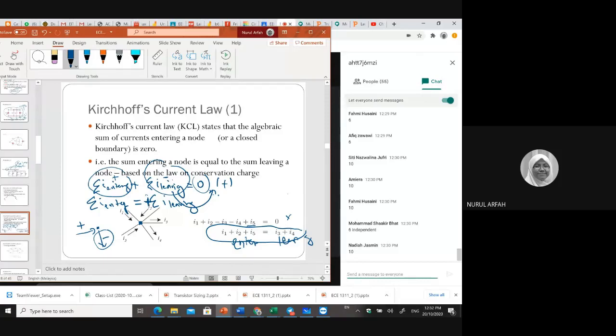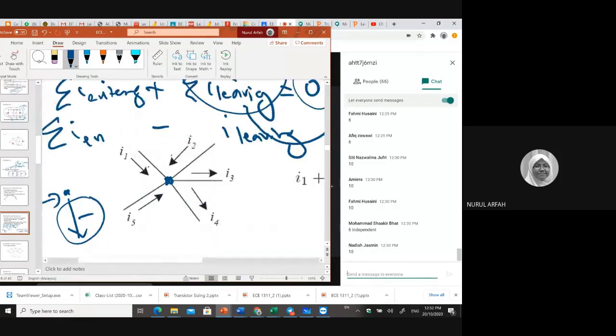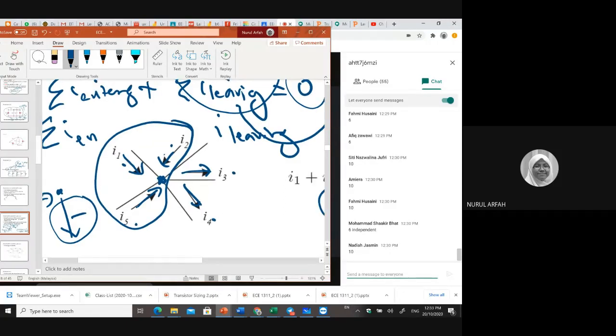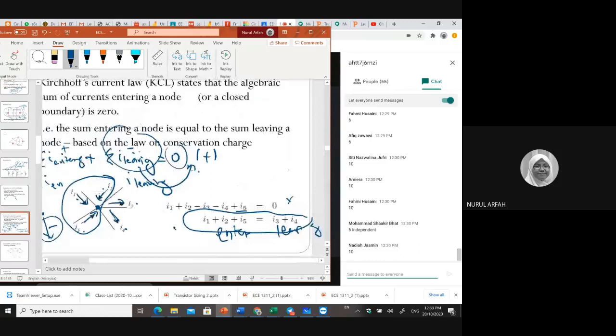So like in our example here, you will have this current entering. This one will be leaving. So you have 3 entering: I1 plus I2 plus I5 equal to I3 plus I4. So far so good. That's why they get this. If you want to apply this, yes, you may, but please observe the polarity, the sign.